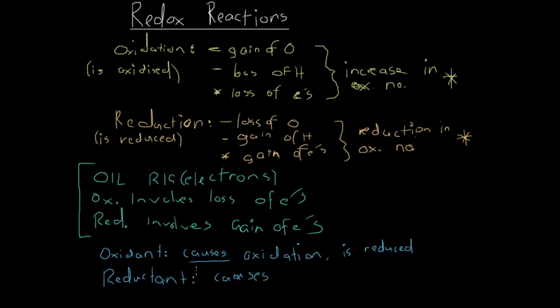This tells us that every time oxidation occurs in a chemical reaction, reduction must be occurring to something else. That's why we call a redox reaction a redox reaction. We don't have an oxidation reaction and a reduction reaction, because they both have to happen within the same reaction. One cannot happen without the other.